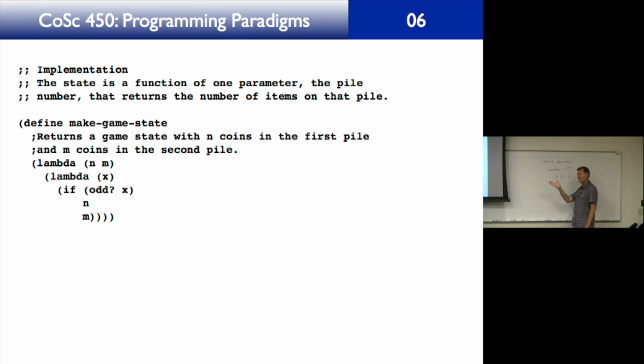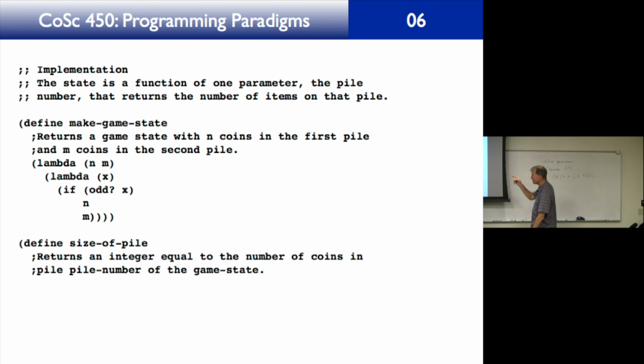That's it. Is that simple? But what it's doing is it's returning a function. But now what's the other thing that has to happen? What's the other thing we have to define? Not only make game state, but what? There were always two things that we have to redefine to re-implement the game. What was the second one? Size of pile.